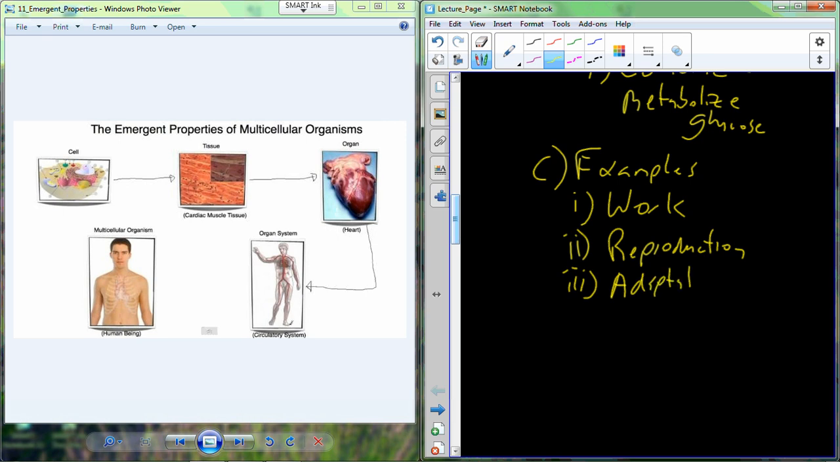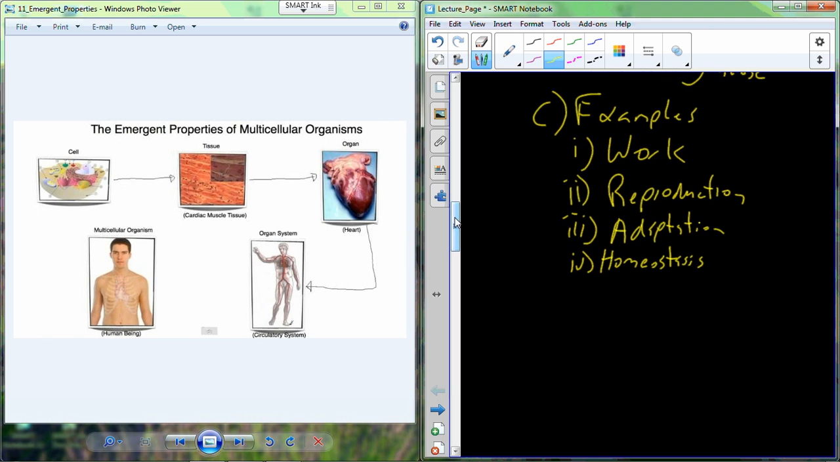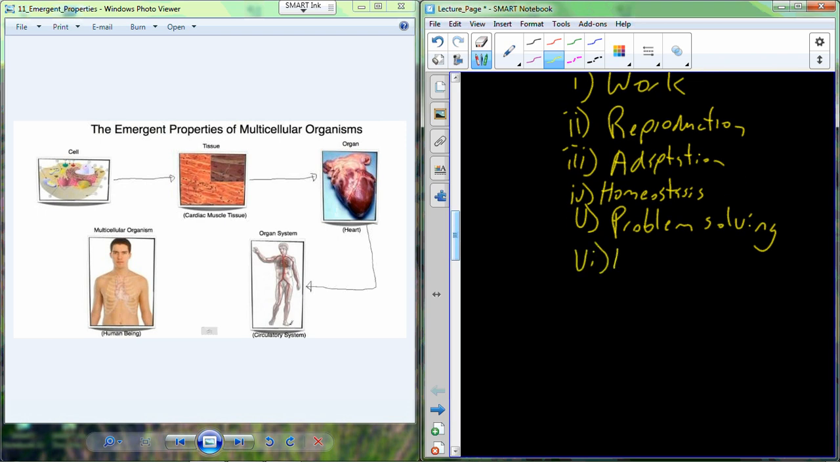Adaptation, the ability to respond and adjust to the environment. Homeostasis, the ability to maintain a specific internal condition. Another emergent property as we get up to the organism and then up to the population level, problem solving. We can actually do science because of emergent properties. Metabolism would be another example of emergent properties.